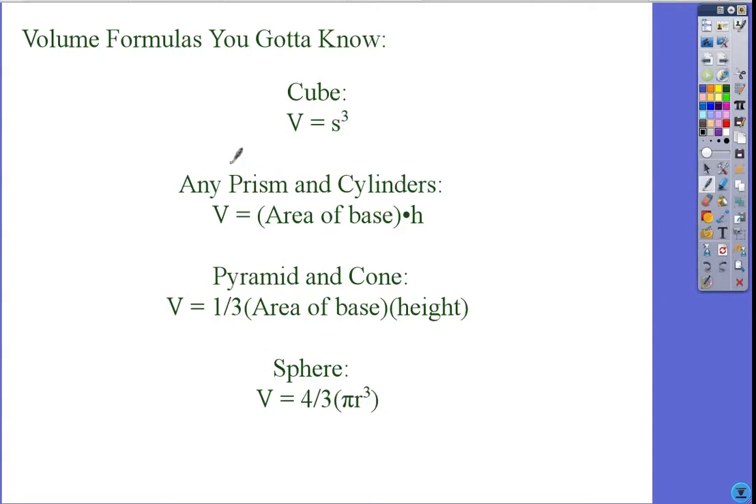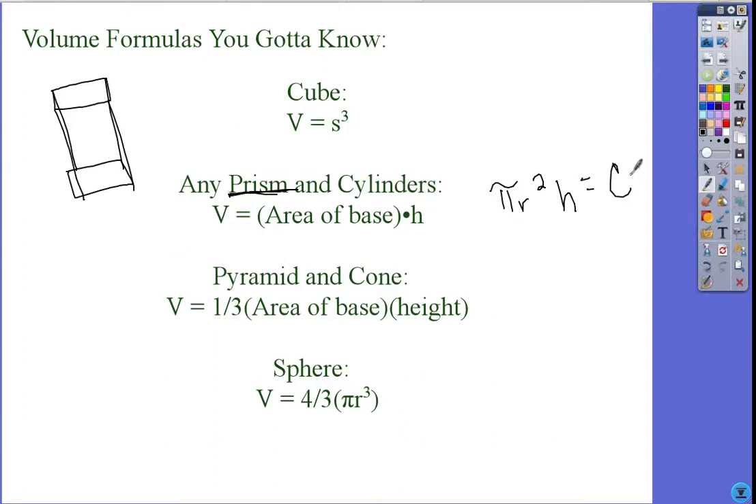Any prism, and remember a prism is something that has 2 of the same base, joined together with lateral faces. This includes cylinders. We have the area of the base times the height of the prism. In a cylinder, our bases are circles, so we have pi times r squared times the height. So this is specifically for cylinders.